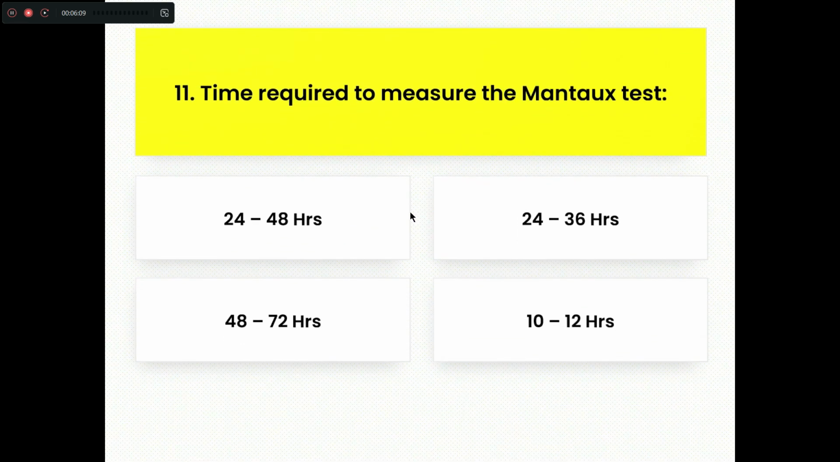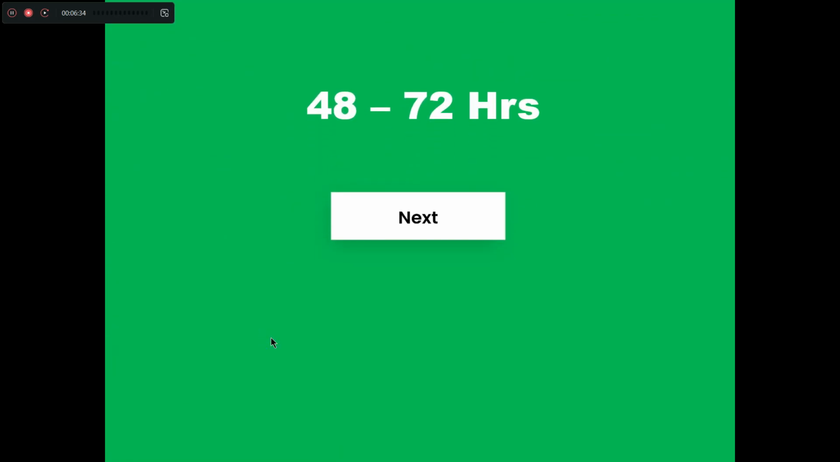The 11th question: the time required to read the Mantoux test. Option A, 24 to 48 hours. Option B, 24 to 36 hours. Option C, 48 to 72 hours. And option D, 10 to 12 hours. When the Mantoux test is done, we wait for the result. The time period of 48 to 72 hours is right. Option C is right.